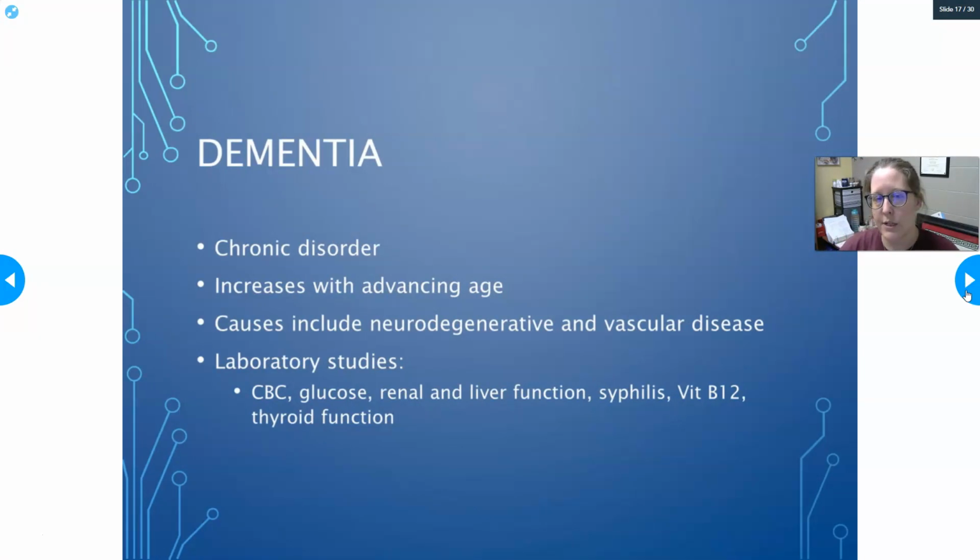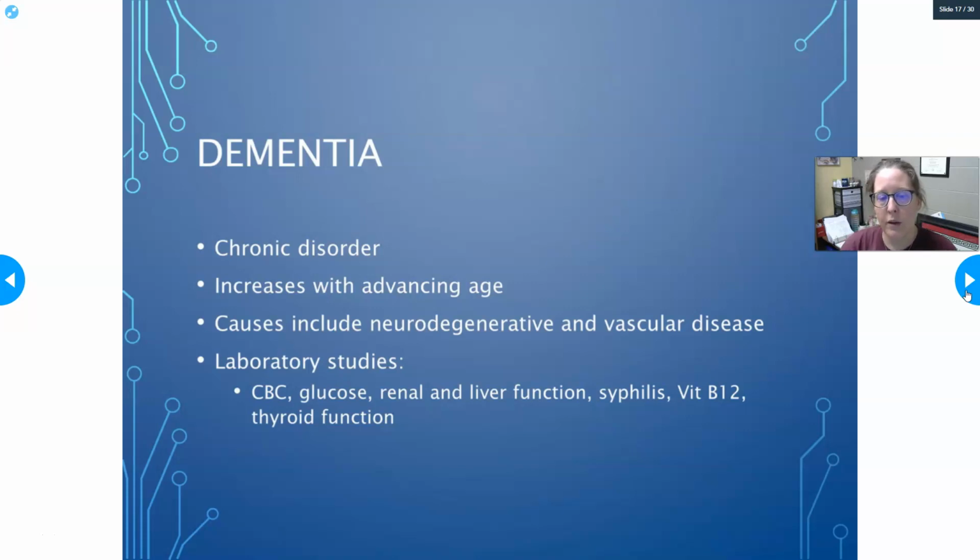We're going to look at several diseases, but just be thinking about what you think might be going on with this case. Dementia is a chronic disorder. The risk for dementia increases with advancing age. Causes can include neurodegenerative and vascular diseases. There are a lot of different types of dementia out there.